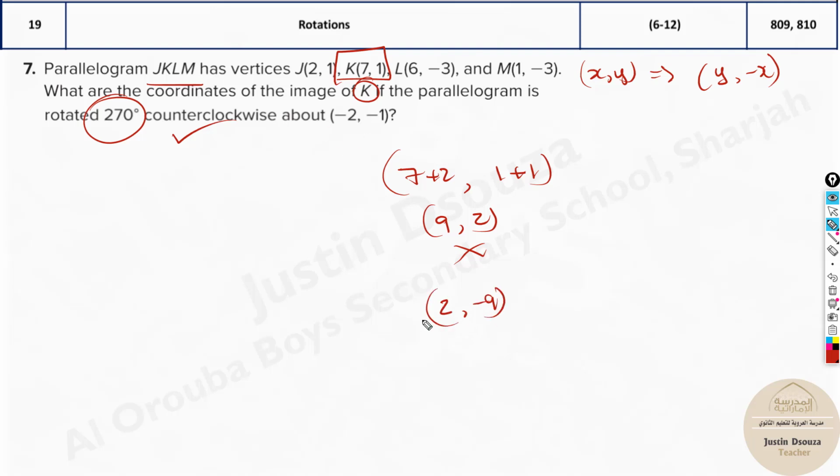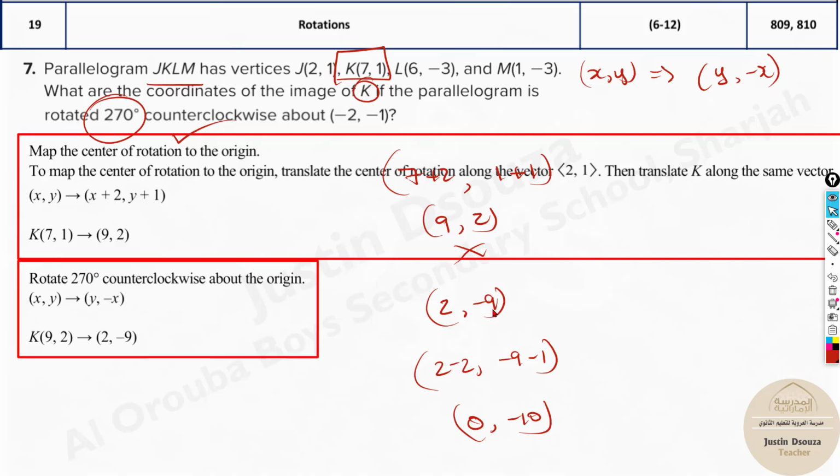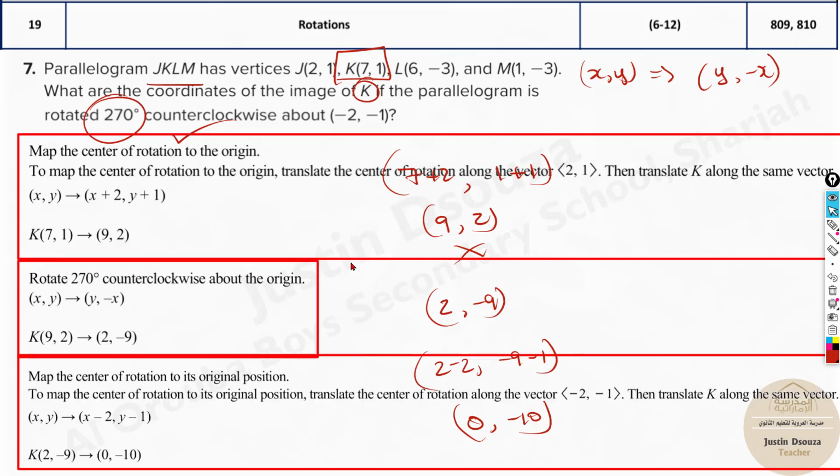And now add this back again. But this time it will be minus 2 and minus 1. So it will be 2 minus 2, and minus 9 minus 1. It will be (0, -10). So this must be the final answer. This is how we solve them. We can see 0 and minus 10.